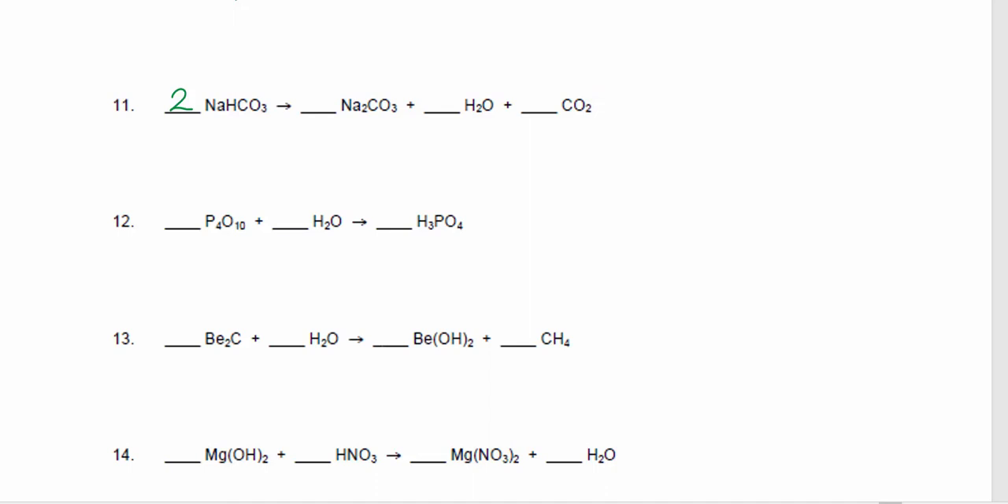Number 12, I have P, O, and H. And on the reactant side, I have 4 P's, and on the product side, I have 1. So immediately I want to put a 4 there. When I put a 4 there, then I have 4 phosphorus atoms on the product side. I have 10 oxygen atoms. Oh, no, I don't. I have 11 oxygen atoms on the reactant side. On the product side, I have 12. Now, I'm not quite ready to put a 2 here, but I'm kind of ready to put a 2 here. And when I do that, that brings my oxygen to 12. Hydrogen, now I have 4.